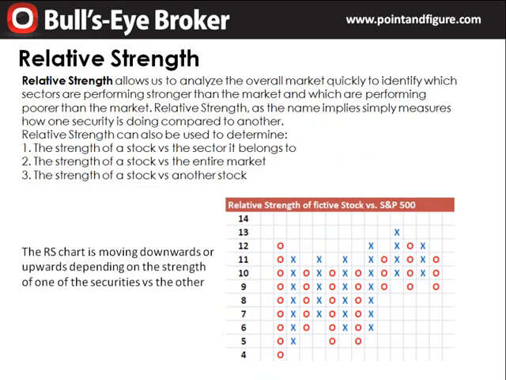Relative strength. Relative strength allows us to analyze the overall market quickly to identify which sectors are performing stronger than the market and which sectors are performing poorer than the market. Relative strength, as the name implies, simply measures how one sector is doing compared to another. Relative strength can also be used to determine, for example, the strength of a stock versus the sector it belongs in, the strength of a stock versus the entire market, or the strength of a stock versus another stock.